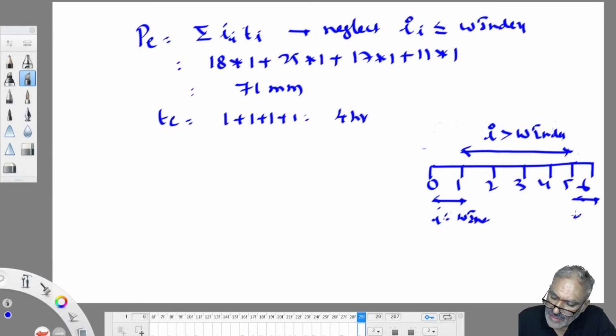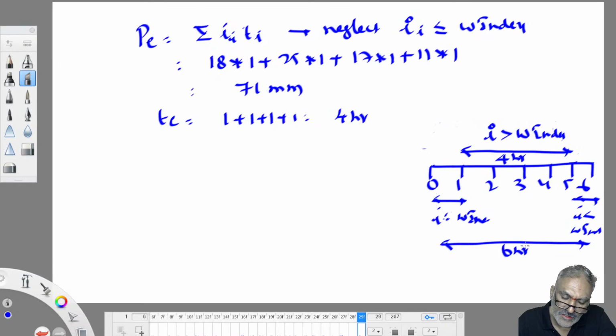Last 1 hour, I value is less than double index. So therefore they are neglected, remaining are taken. So this 4 hours only, total 6 hours it has rained, but 4 hours only there is a runoff. So that's why that 4 hours only taken into account.